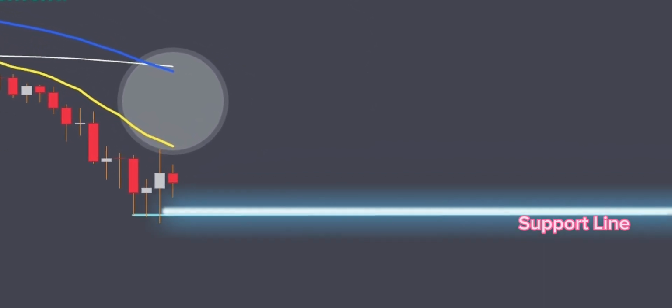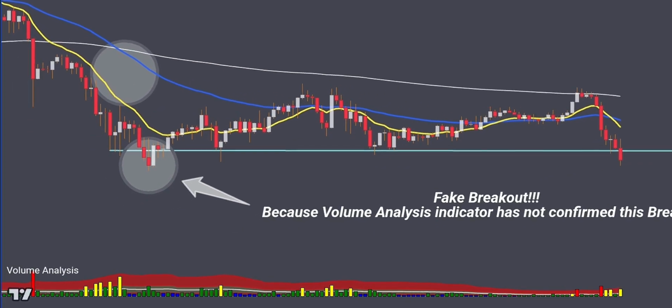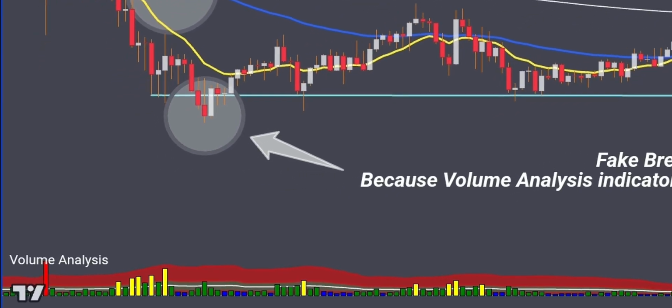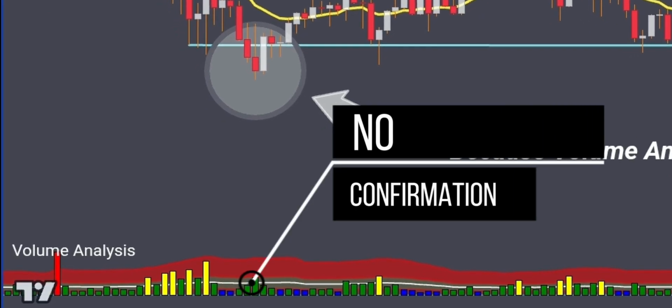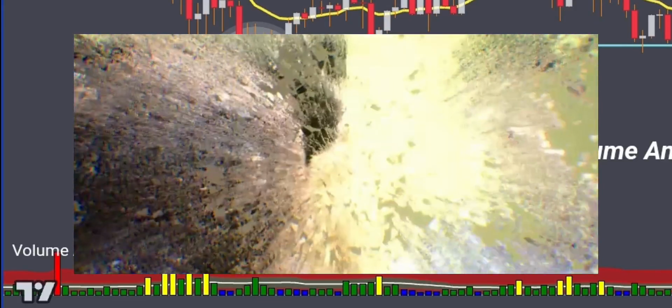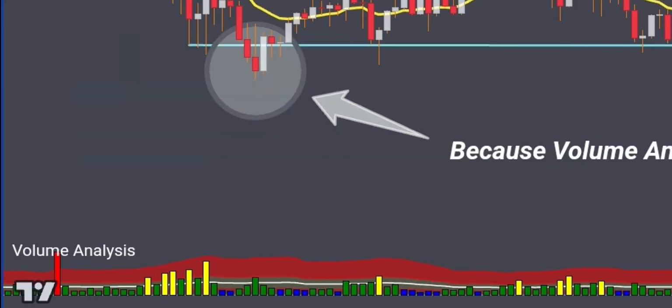Please pay attention here. We can see that the support line was initially broken in a downward direction, but this breakout movement is not accompanied by a yellow or red colored bar in the volume analysis indicator. As a result, the indicator did not confirm this breakout. In this case, most likely, we are facing a bear trap set by market makers, and the indicator is saving us from a loss.